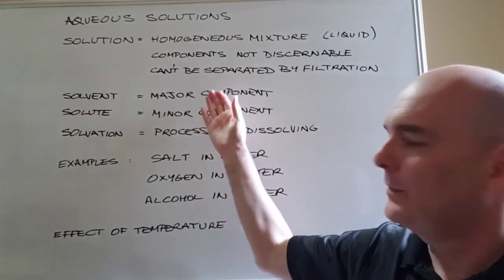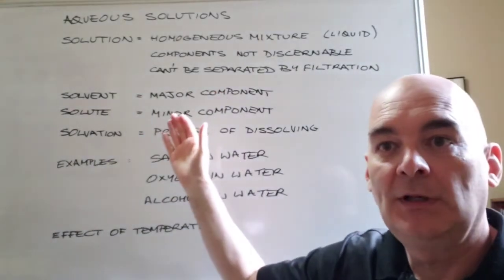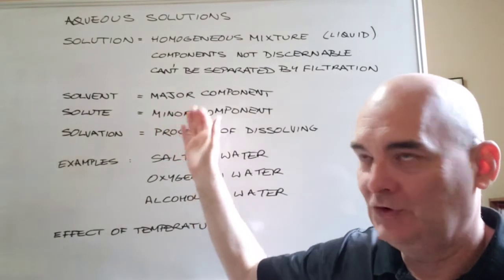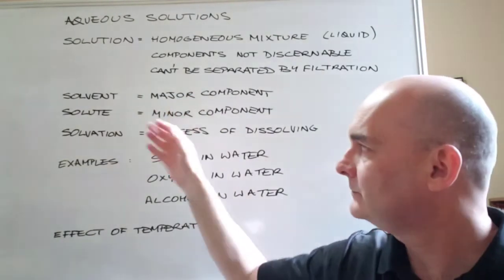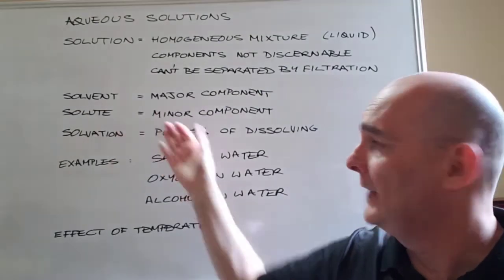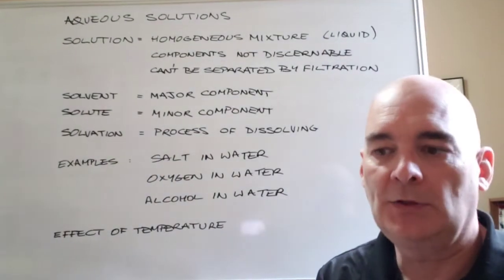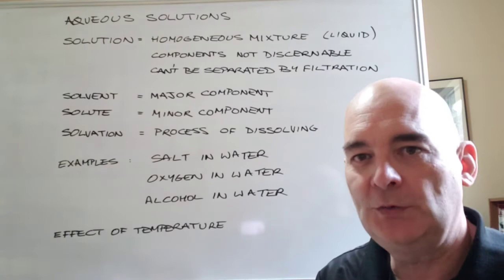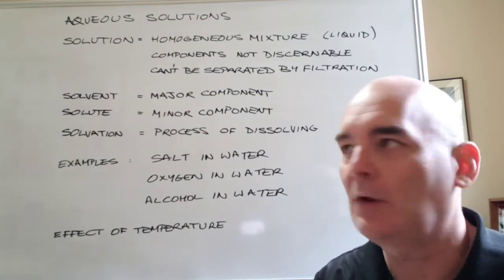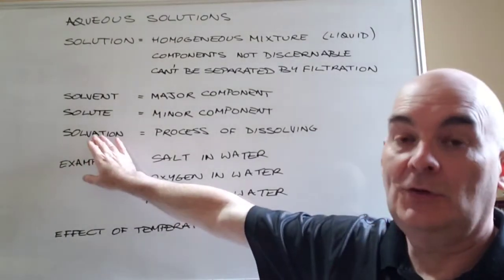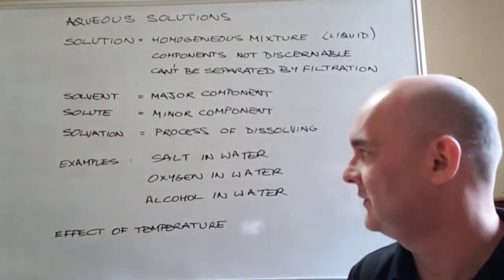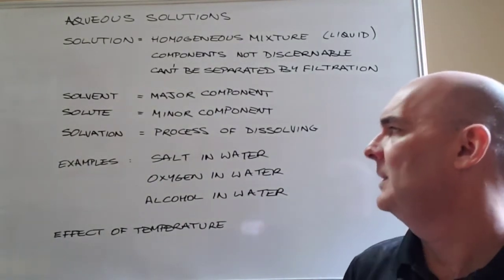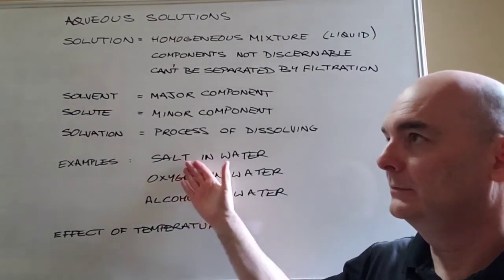The solvent is the major component. And for us, in this chapter, the majority of the time, that's going to be water. And then a solute. And the solute is the minor component. And the solute dissolves in the solvent in a process called solvation. Solvation is the actual process of dissolving. So here are a couple of examples of solutions.